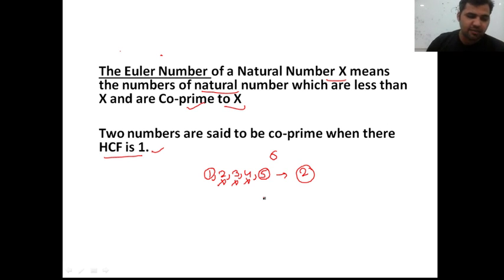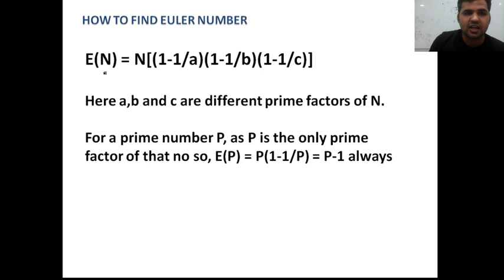And there's an alternate method of finding the Euler number that I explained to you in the previous video class, that the Euler number of any natural number n can be found out by applying this formula, the derivation of which has been explained to you earlier. The Euler number of a natural number n is the number n itself into (1 minus 1/a) into (1 minus 1/b) into (1 minus 1/c). And what are a, b and c? a, b, c are the prime factors of the natural number n.